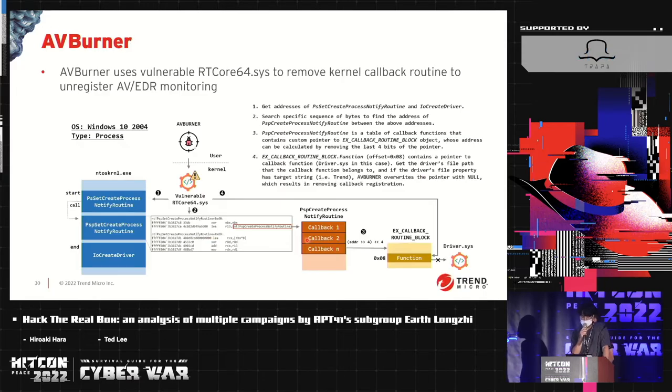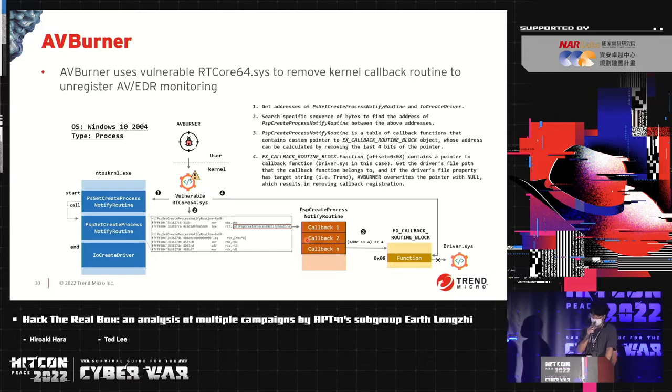The next is AVBanner. Simply put, this is a kernel callback remover. It also uses the vulnerable driver rtcore64.sys to remove kernel callback routines, to unregister especially AV or EDR monitoring. So what is a kernel callback?